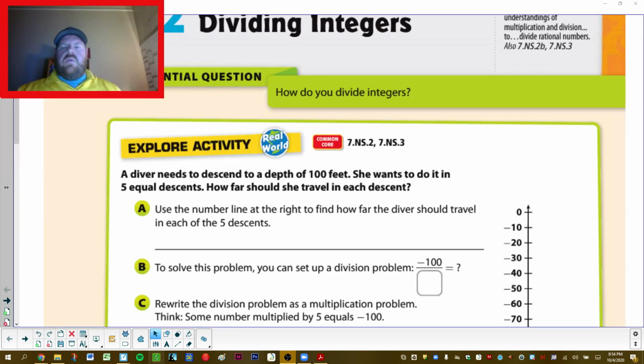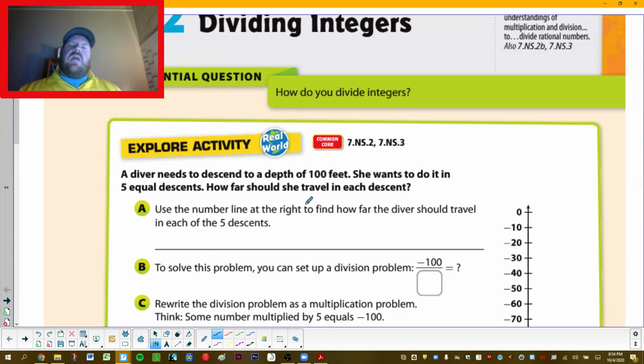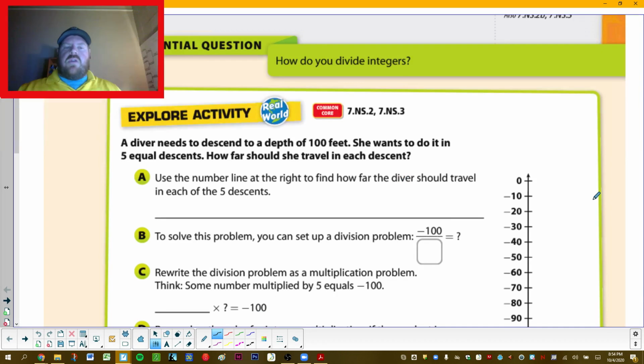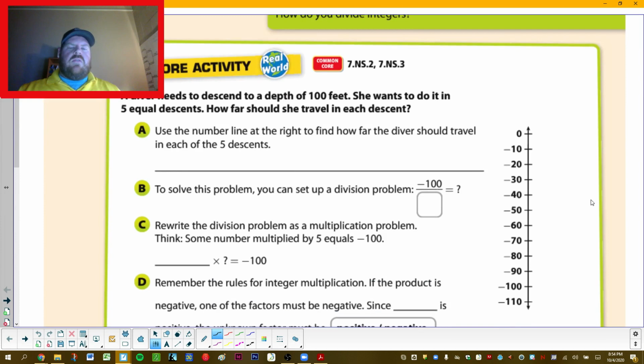To get started, we have this explore activity that talks about a diver who wants to descend to a depth of 100 feet. She wants to do that in 5 equal descents, so a set amount down 5 different times. This is pretty common in diving because you have to regulate your body with the pressure changes. It says to use the number line at the right to find out how far the diver will travel in 5 equal descents.